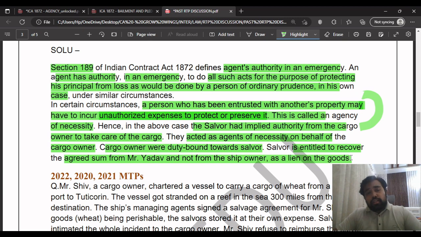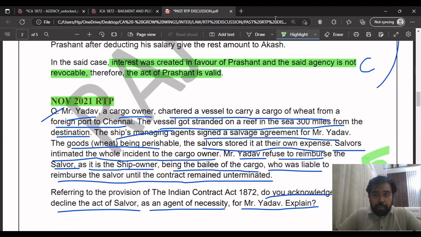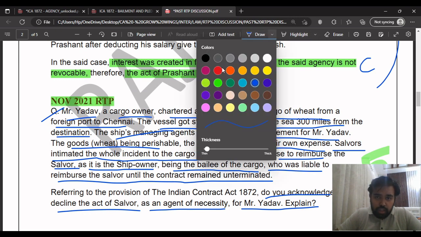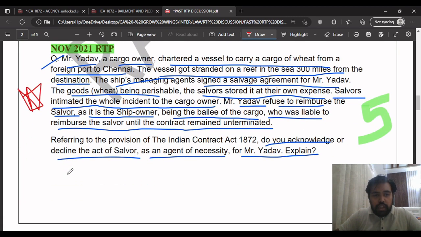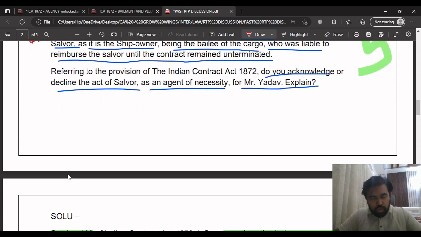Understood? See, this question is very important from the exam point of view, if you ask me. Compared to other questions, this question is more important because I can see this question coming in your May 23 exams. I feel like they can ask you this question in May 23 exams. So I suggest that you read this question at least once or twice and you understand what is the concept, what is the provision.